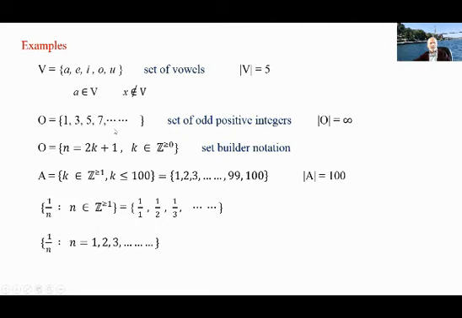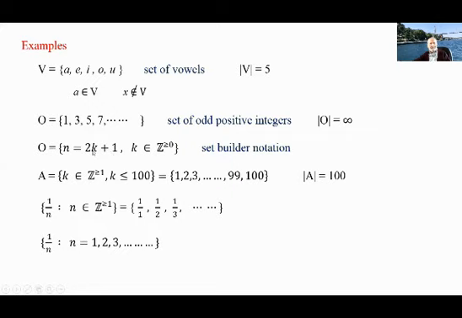Sometimes we use several ways of defining a set. Here, O is the set of odd positive integers, and the size of this set is infinity. Here we use what is called set builder notation, so we are building the elements of the set as we go. So n is of the form 2k plus 1, where k is an integer greater than or equal to 0. So these are the same. This is the same set of the odd numbers.